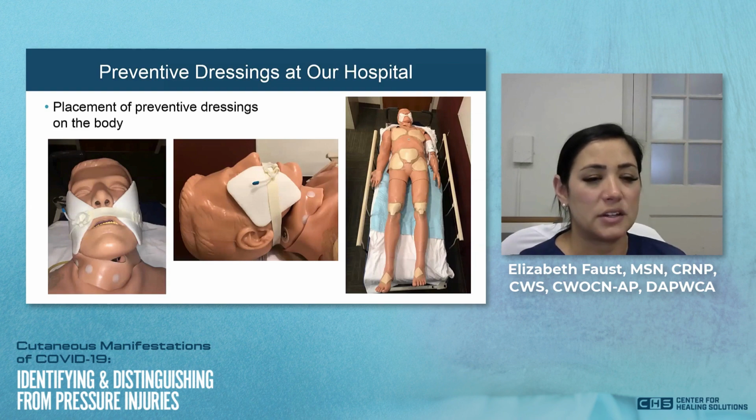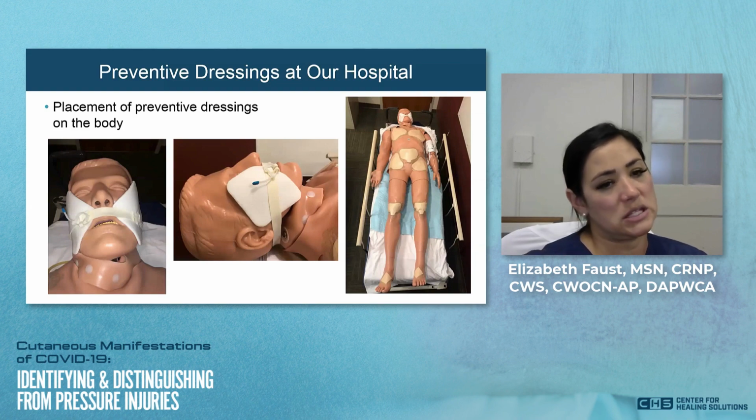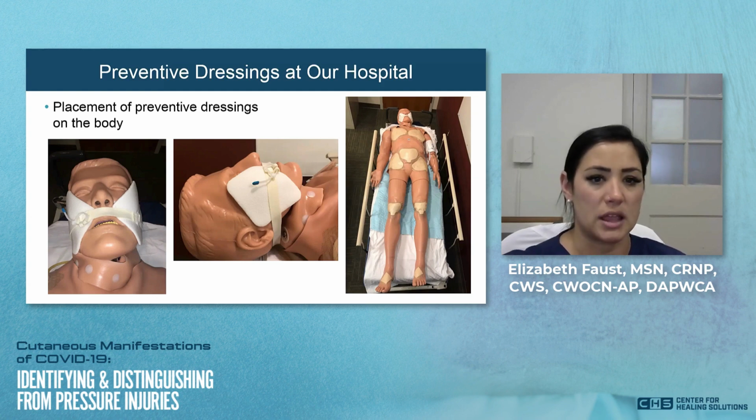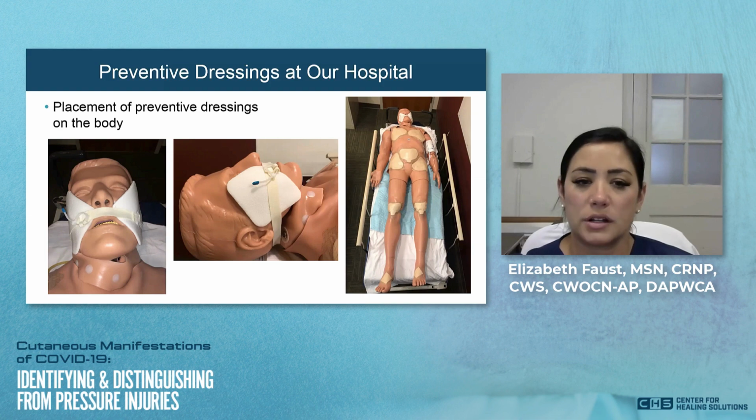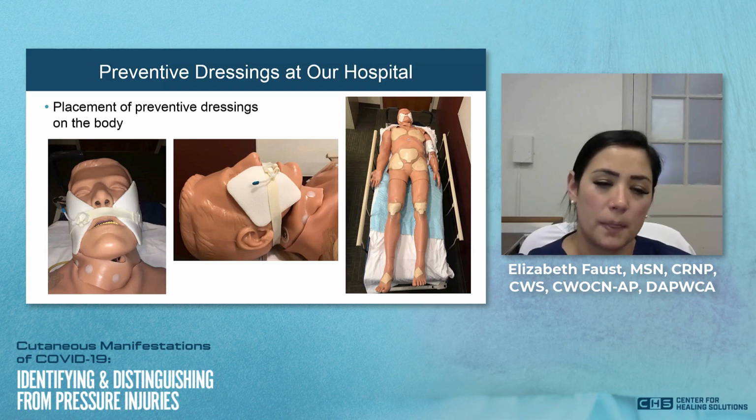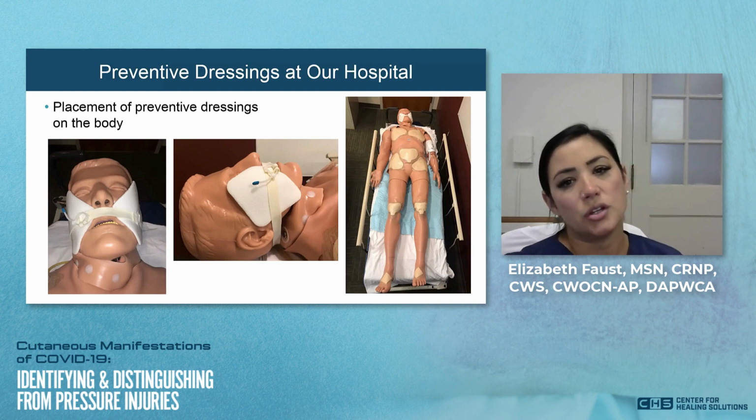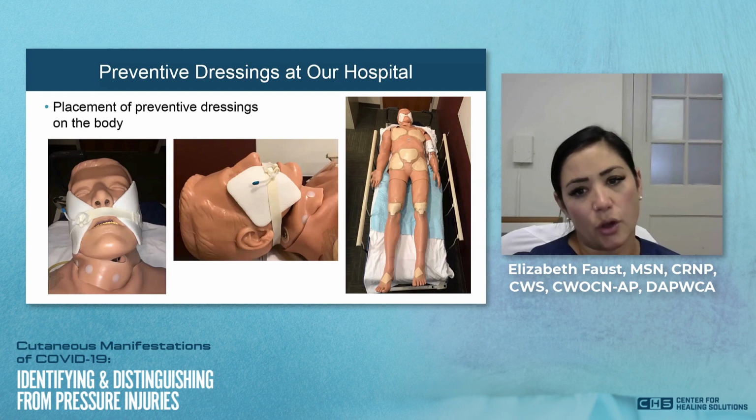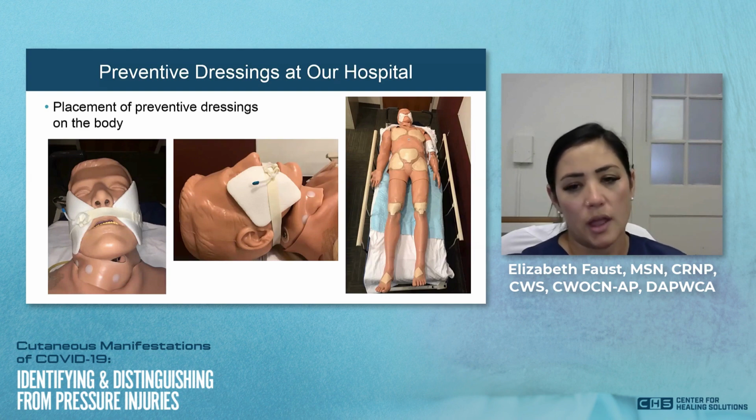Here's placement of preventative dressings on the body. So you can see this is our commercial ET tube holder on our mannequin. And we placed traditional soft silicone foam underneath that across the cheeks, avoiding the strap overlying the ear if possible. You can see the placement of our sacral silicone foam dressing with border and our dorsal foot. You can see the 4x4.